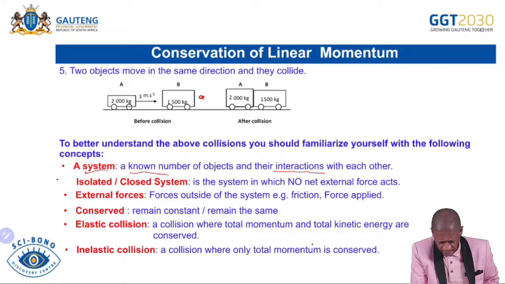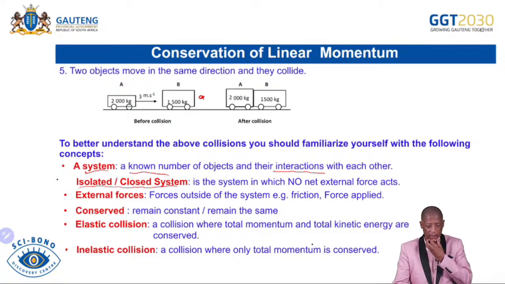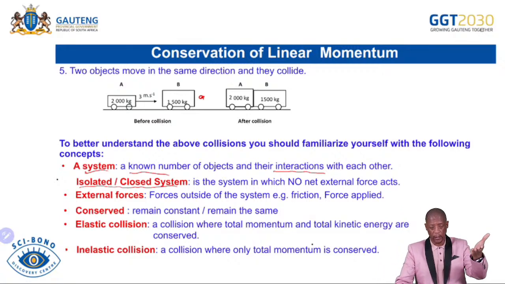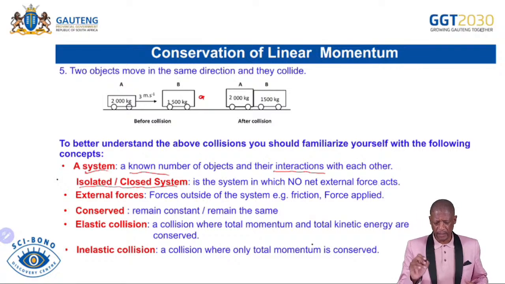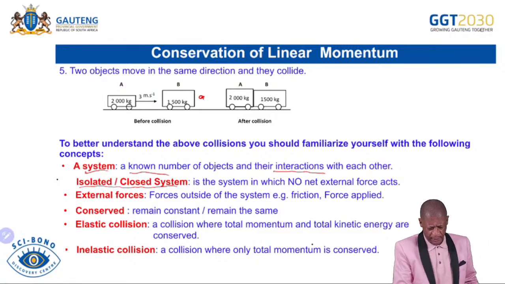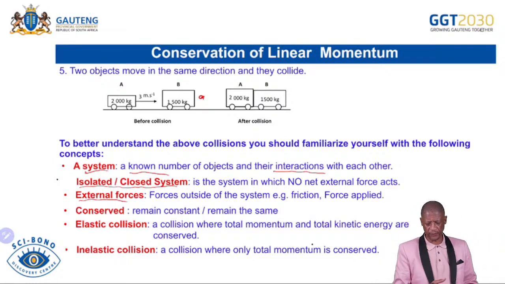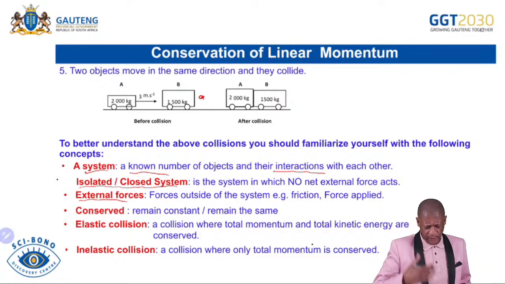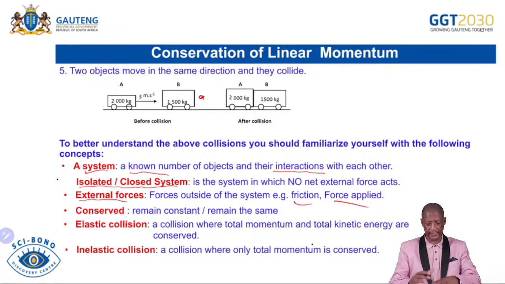An isolated system, this is very important, or a closed system. You will be asked, what is an isolated system? Or what is a closed system? As we've mentioned, it is a system in which no external forces act. That is an isolated system. Then we talk about external forces. I've given you the definition: forces acting outside the system. That is an external force. For example, we have friction and applied force. Those are the forces that act externally.